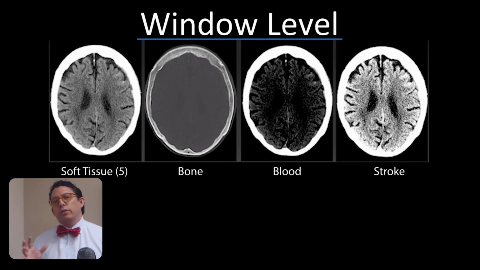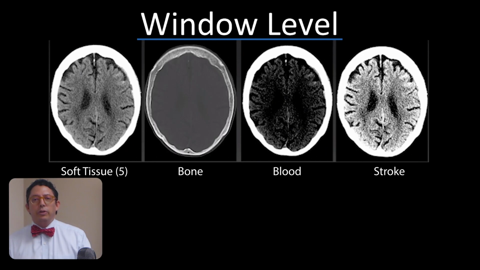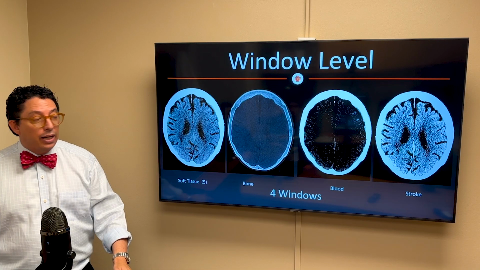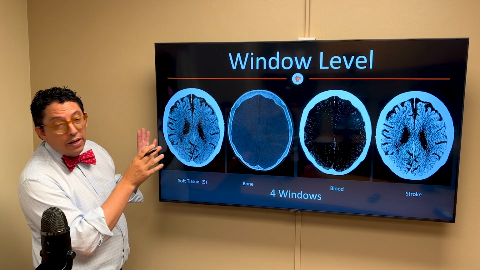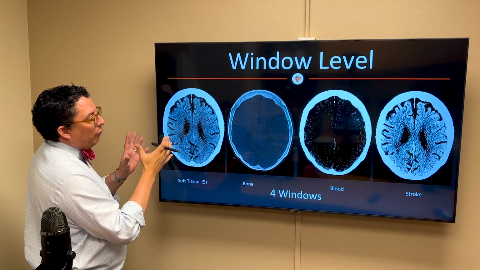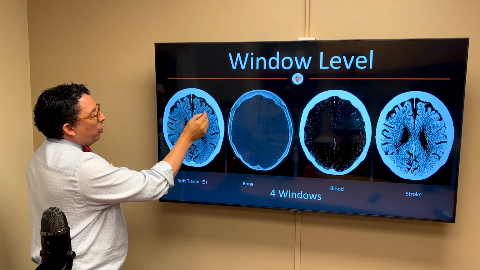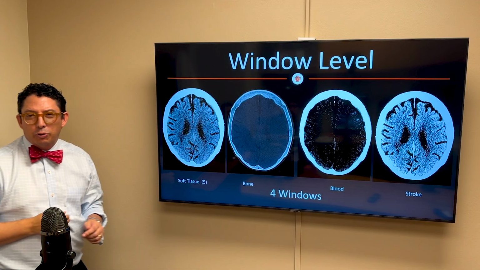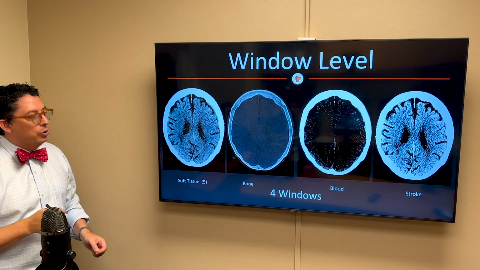So these are the four most frequently utilized windows that we have in neuroimaging. This is what usually the scanner throws at you, which we call the soft tissue window. It's good for everything. You see the bone white, gray-white matter differentiation roughly, and you could see some of the extra-axial spaces, but it's really not easy to do so.